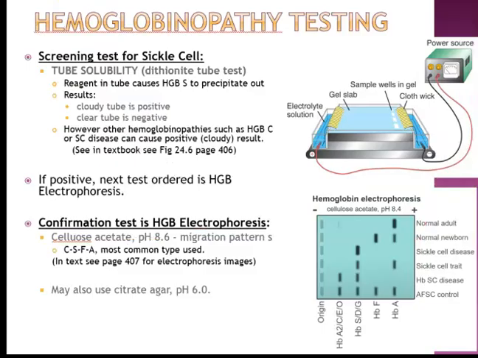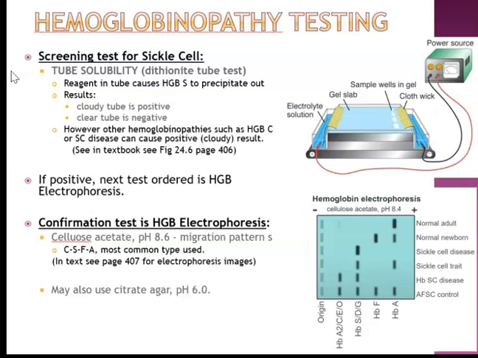So now we need to talk about hemoglobinopathy testing. So we have a screening test for sickle cell. This is called the tube solubility test or the dithionite test. This is where you have reagents in a tube and it causes the hemoglobin S to precipitate out. So it causes a result of either the tube to be cloudy or clear. If the tube is cloudy, that indicates a positive screening test for sickle cell. If it's clear, it's a negative test.